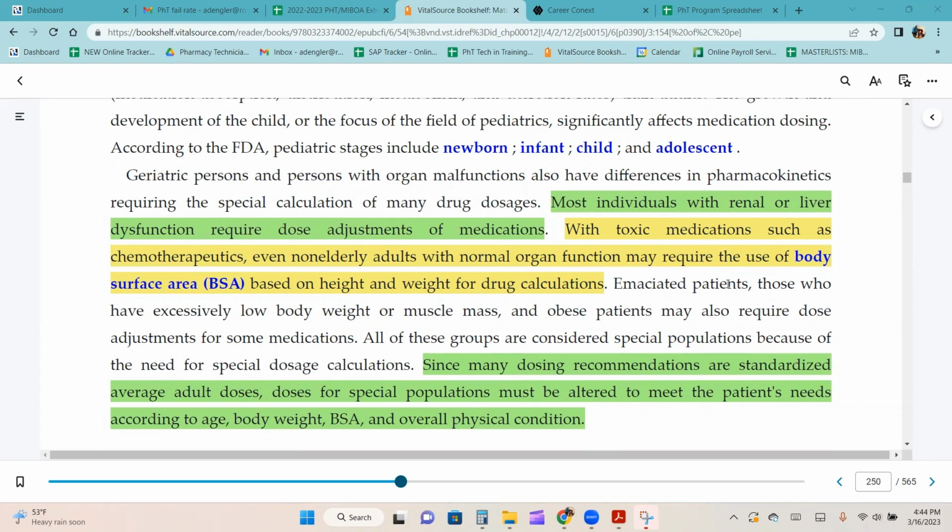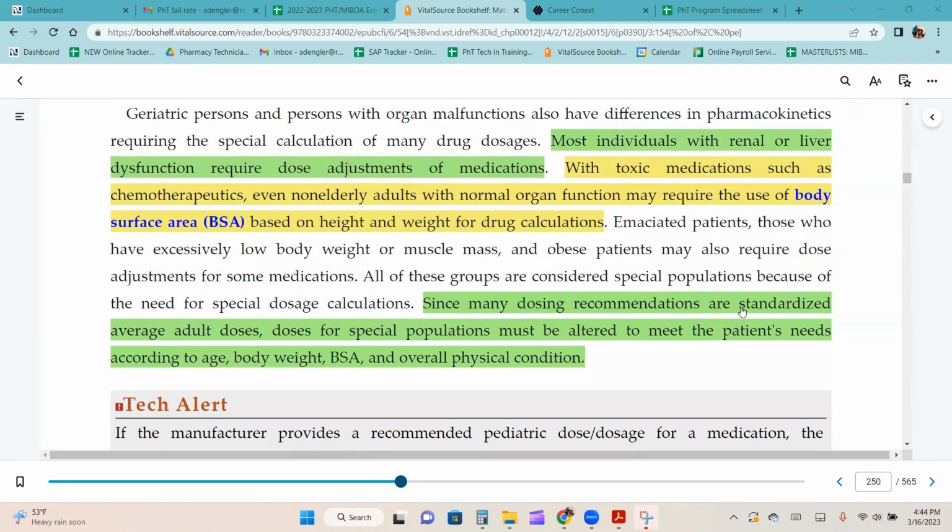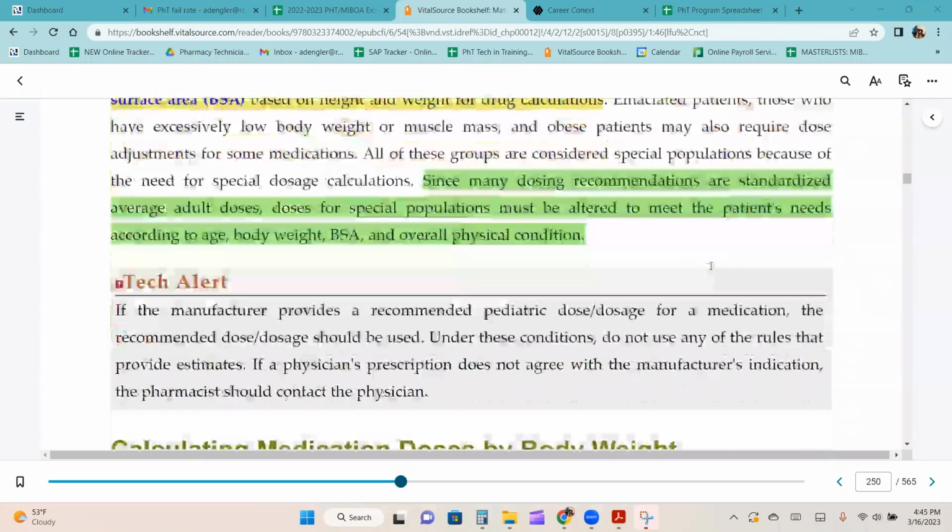With toxic medications such as chemotherapeutics, even non-elderly adults with normal organ function may require the use of body surface area based on height and weight for drug calculations. Since many dosing recommendations are standardized average adult doses, doses for special populations must be altered to meet the patient's need according to age, body weight, body surface area, and overall physical conditions.